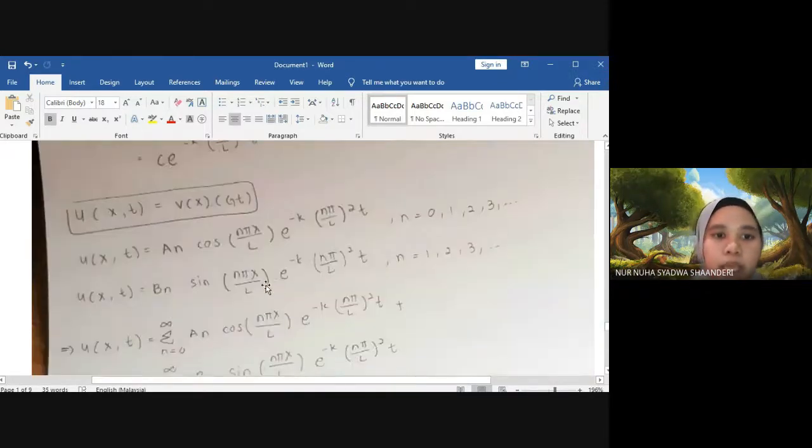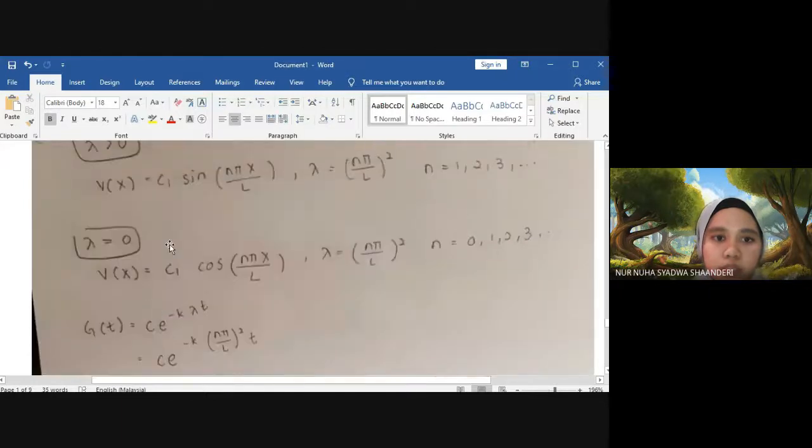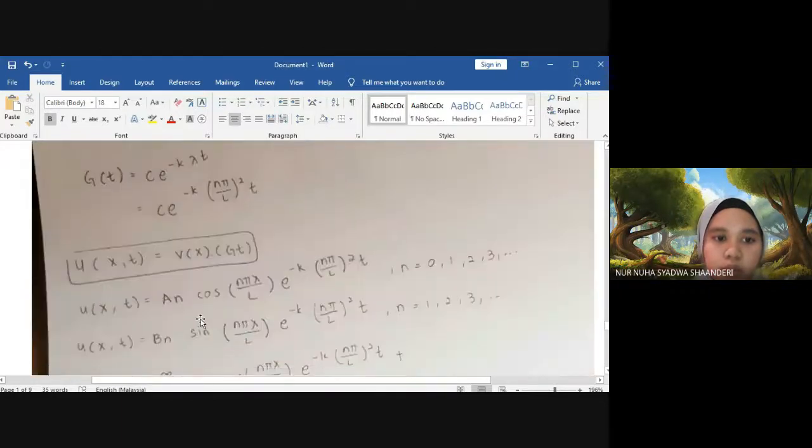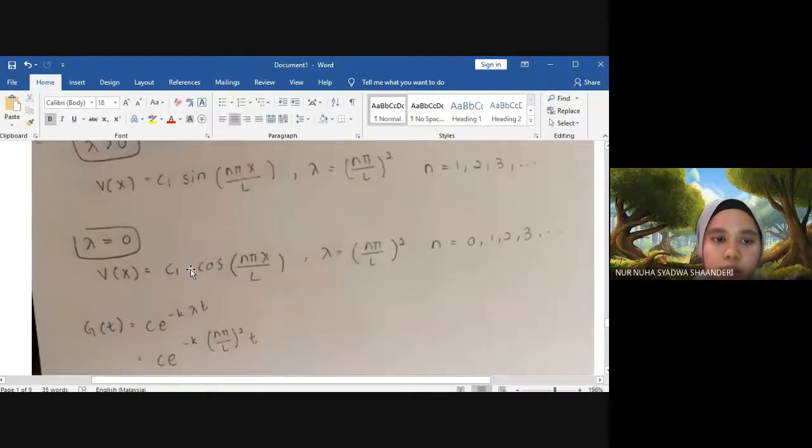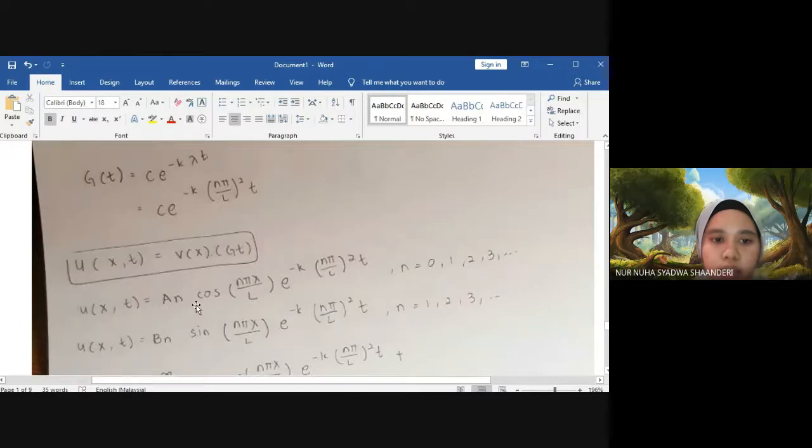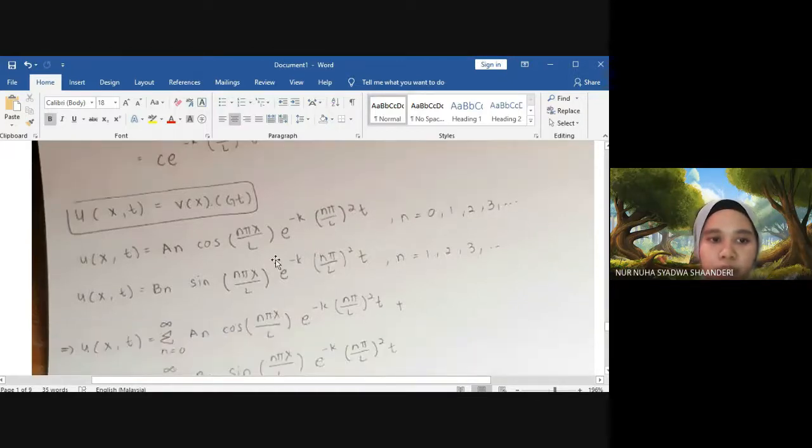So we substitute the lambda value that we get with n pi over L square plus t. And then we substitute into the general equation that we get, which is from this equation, we put C1 as an, which is lambda equals to 0, so we get an cos n pi x over L times exponent power of negative k n pi over L square t.